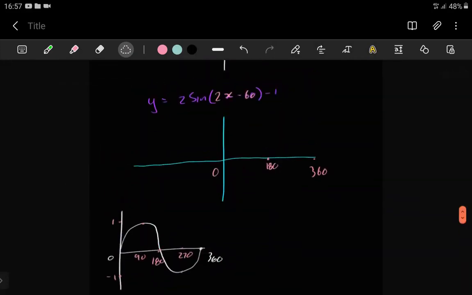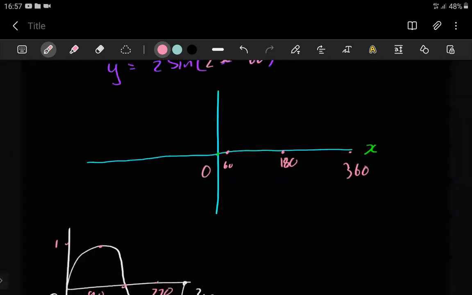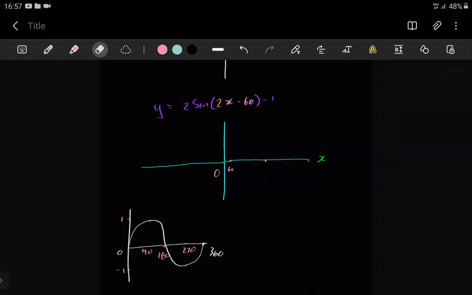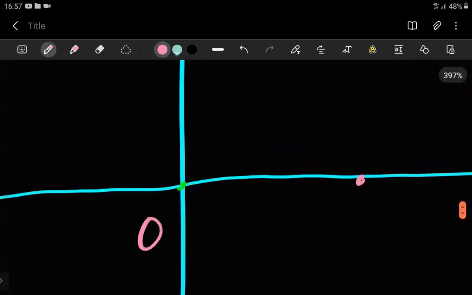We know that your graph would normally be cutting the axis at 0. But because it's moved to the right 60 degrees, it's not going to cut the x-axis at 0 anymore. It's going to cut it at 60. Let me remove this for now because we might run out of space. So somewhere at 60, you are going to have your graph passing the x-axis. So let's just put a 60 over there.